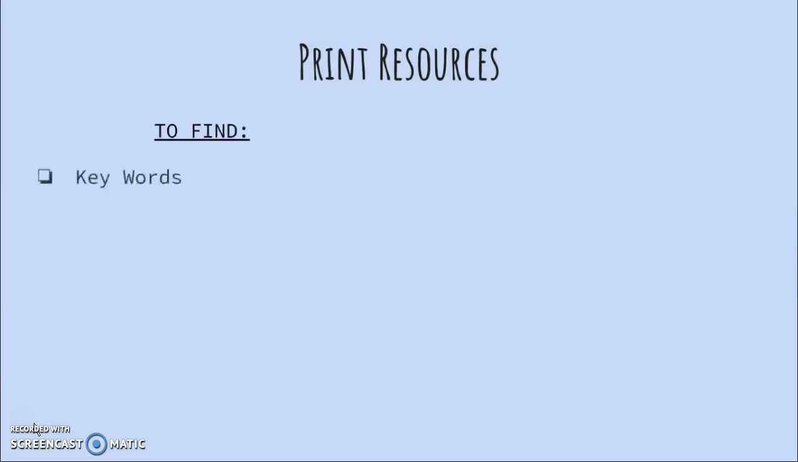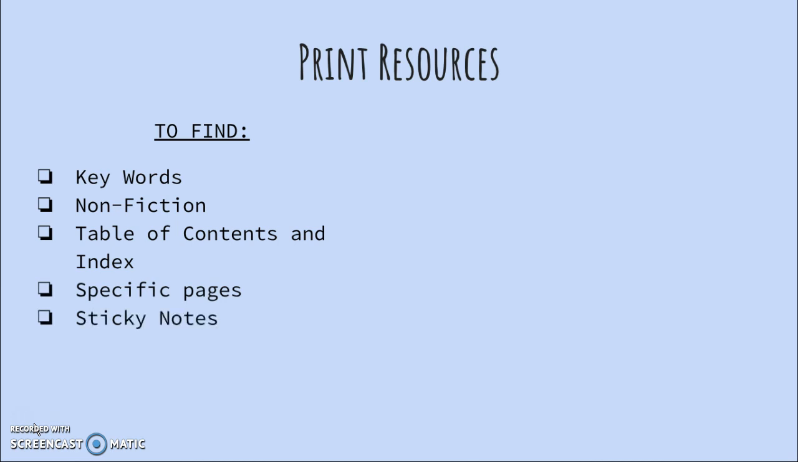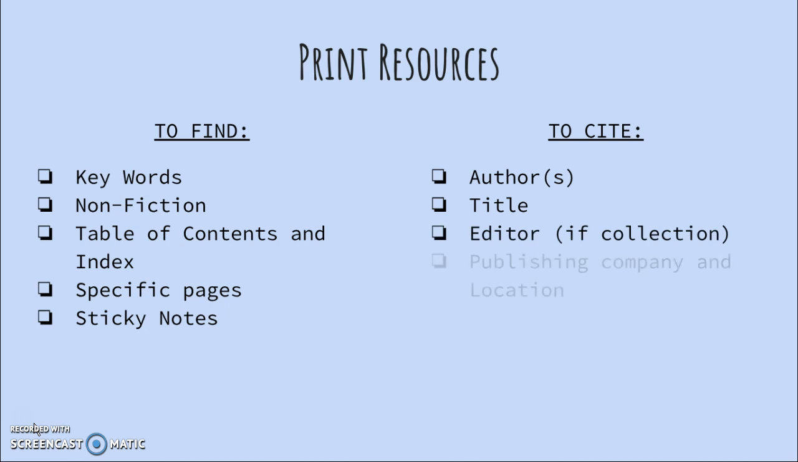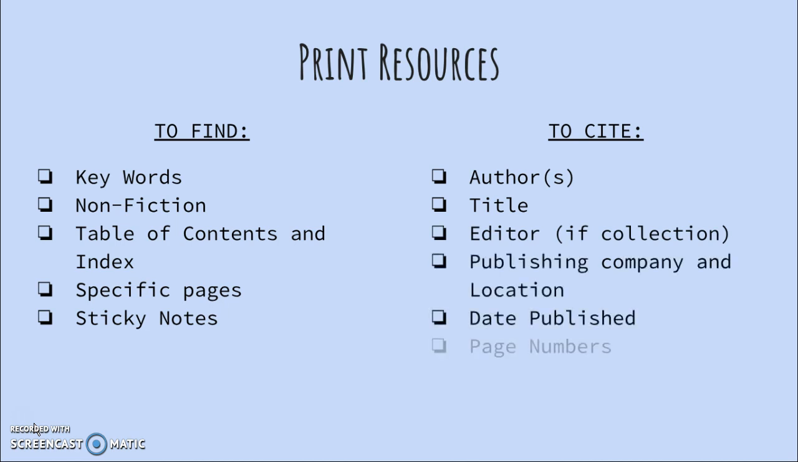Let's start with print resources. In order to find a relevant book, first narrow your research topic into keywords or phrases to use when searching your library database. Once you find a book, skim the table of contents and the index for your keywords. Once you find the page that the information is located on, skim the page for your keywords to make sure the context will align with your research questions.